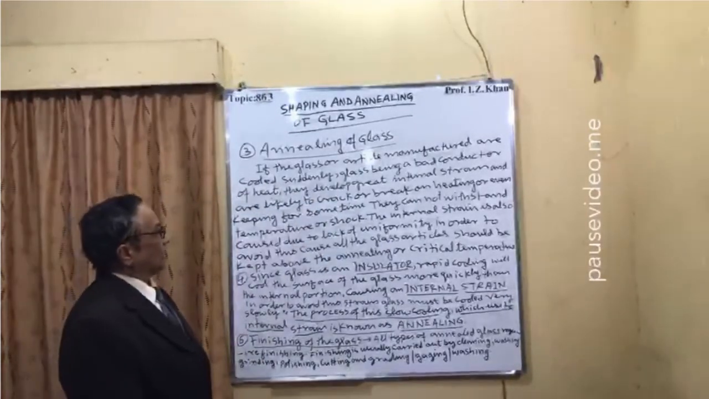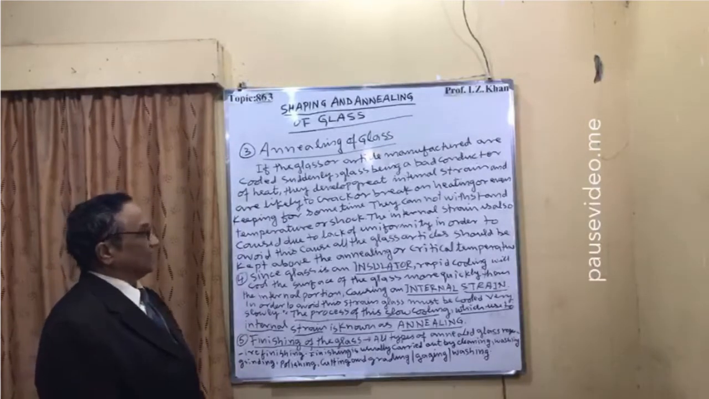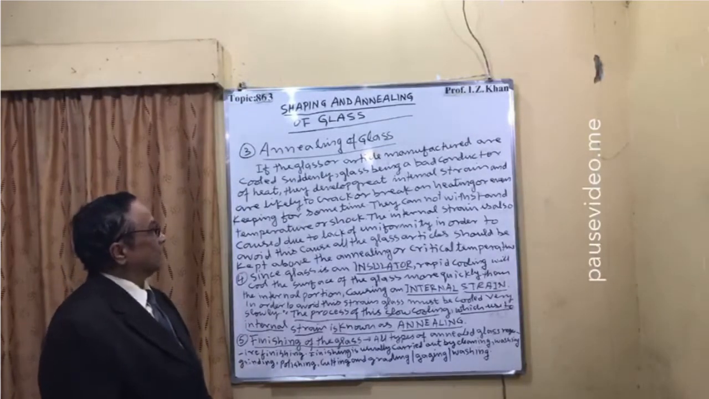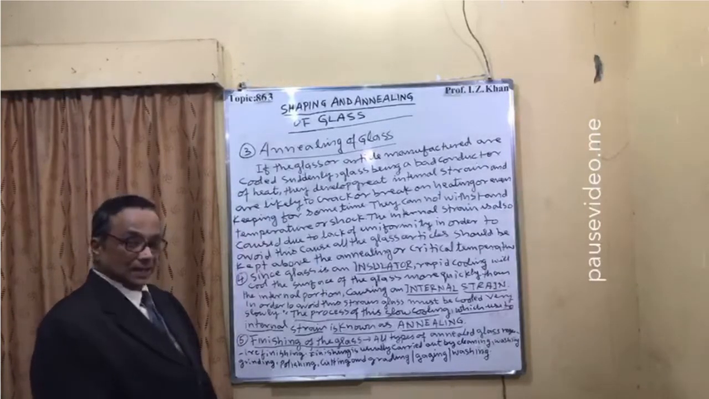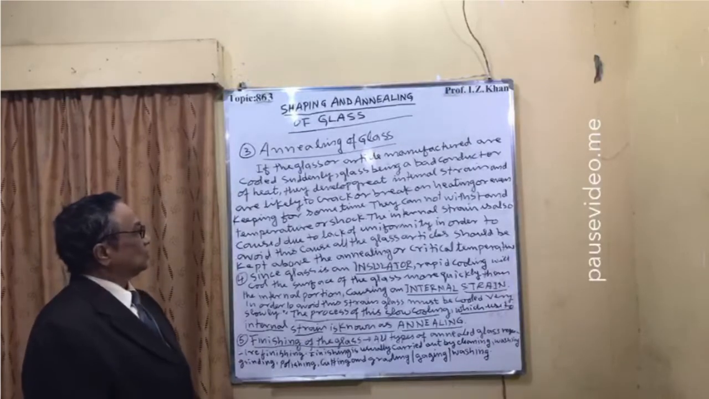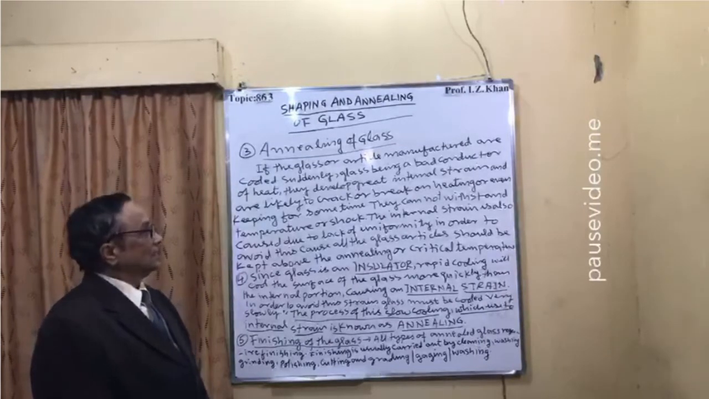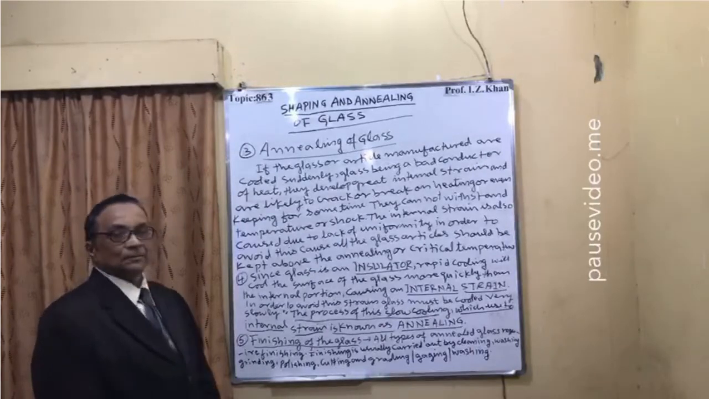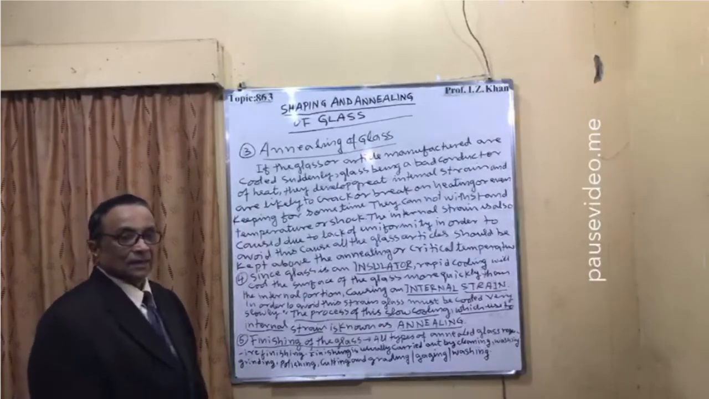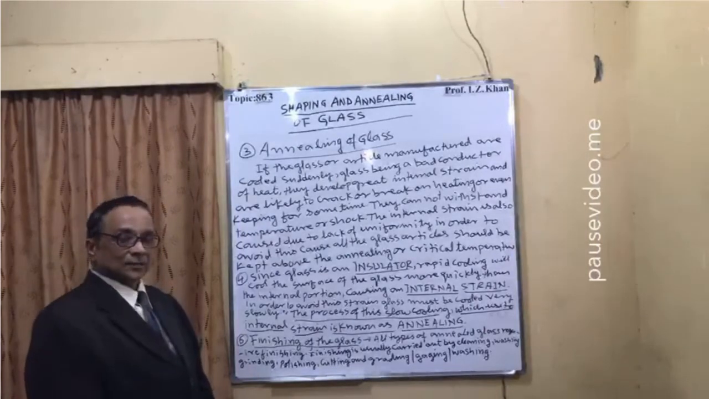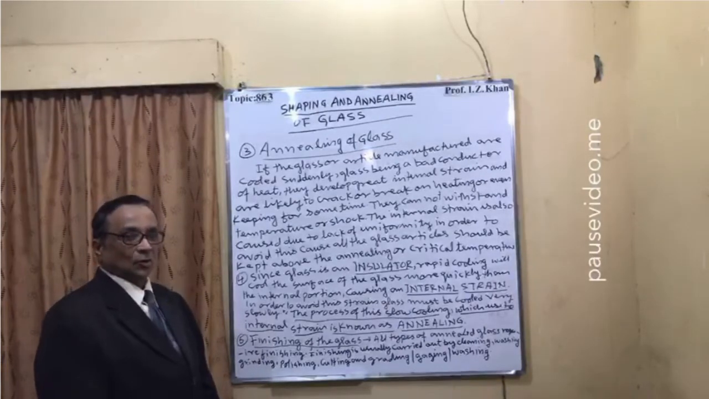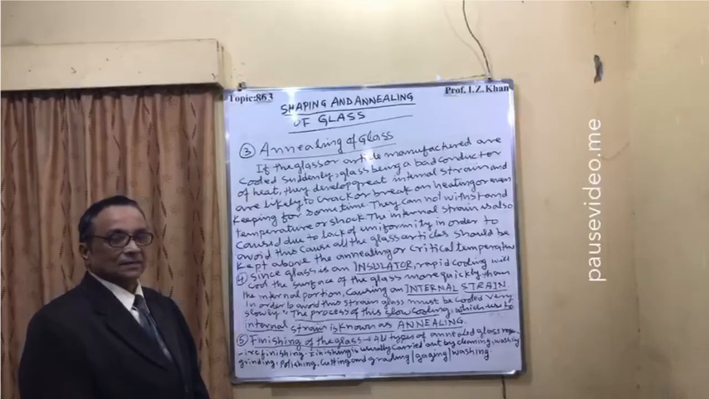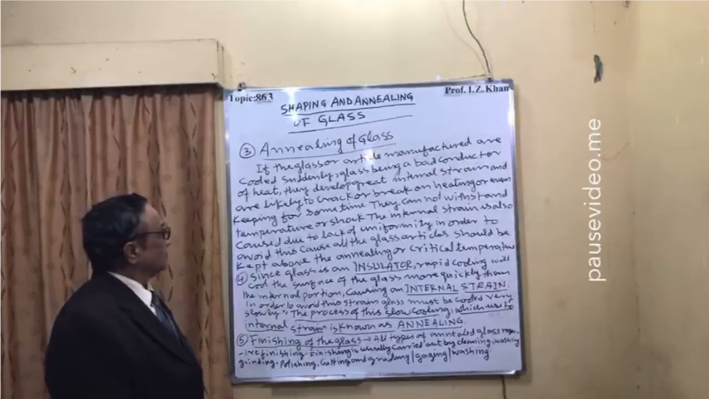If the glass articles manufactured are cooled suddenly, glass being a bad conductor of heat, as we know it is an insulator, they develop great internal strain and are likely to crack or break on heating or even on keeping for some time. So if annealing is not done, because of the internal strain, it can break if you keep it for some time, or by any heat or sudden cold temperature change, it can crack. They cannot withstand temperature or shock.